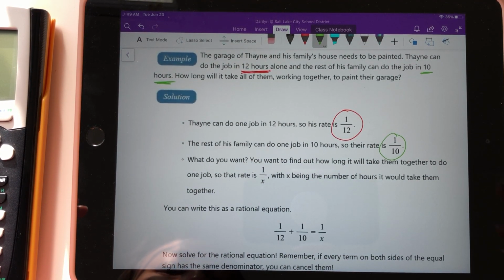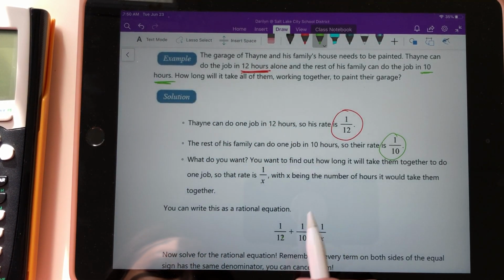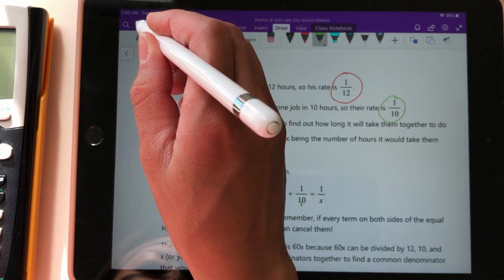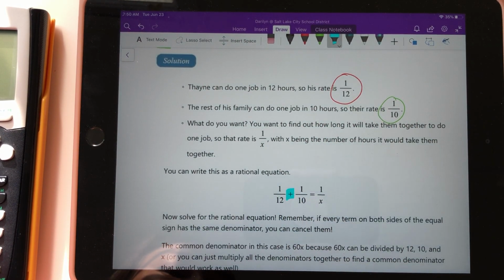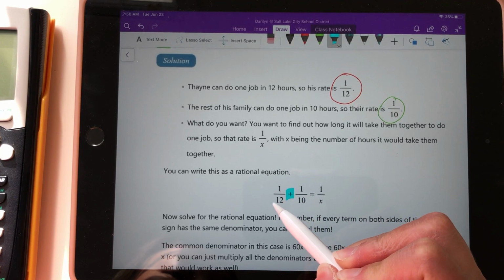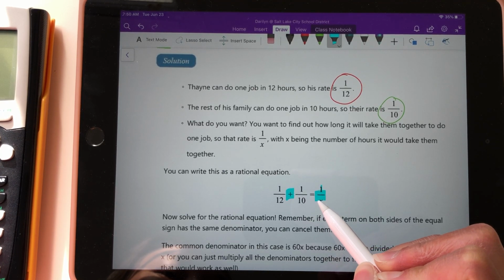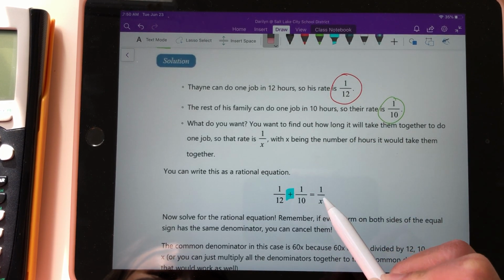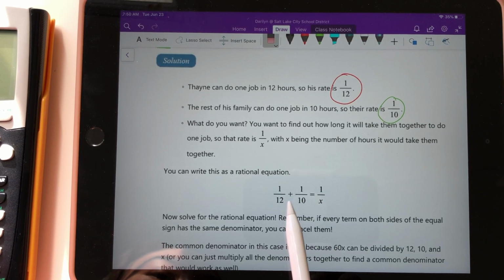Now you take Thane's rate, 1 over 12, and you add it to the family's rate, because the question is saying, how long will it take if they work together? And that plus sign there represents them working together. So you have Thane's rate plus the family's rate equals one job in how many hours? The X right here is what we're actually solving for. We're solving for how many hours it'll take to do the one job if Thane and his family work together.